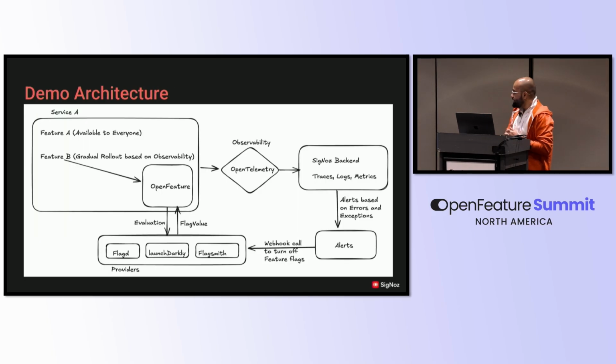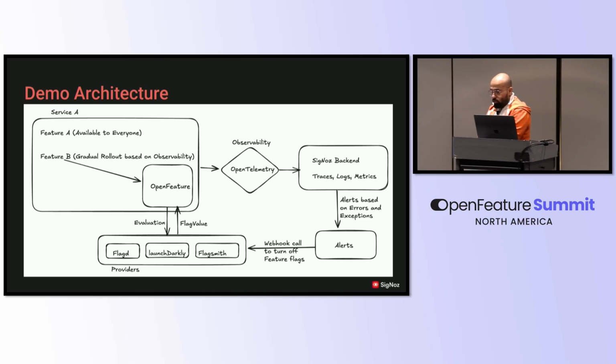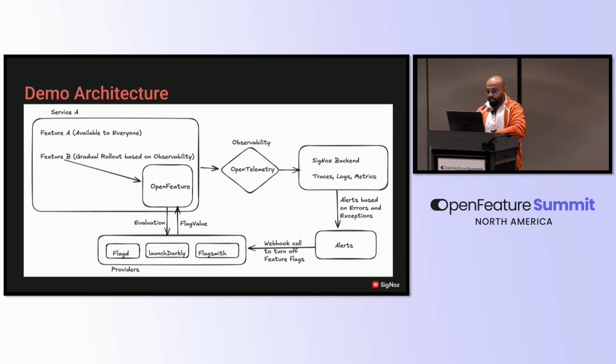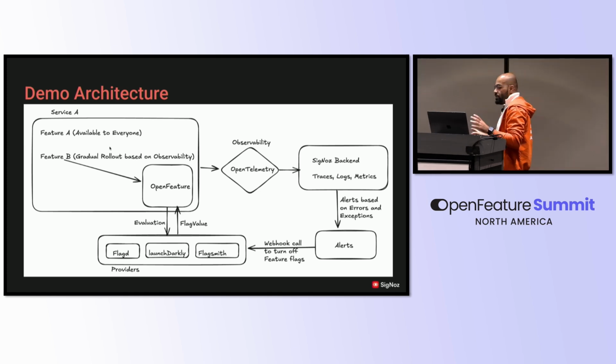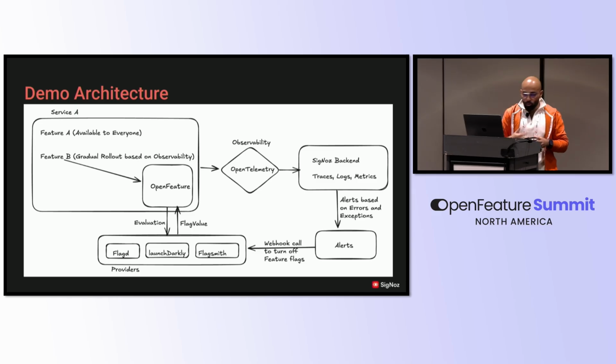So the next part is going to be a demo. We are going to showcase the demo architecture right now. In the demo architecture, I have a service. Service A has a feature A, which is available to everyone, and a feature B, which will be gradually rolled out on the basis of my observability.